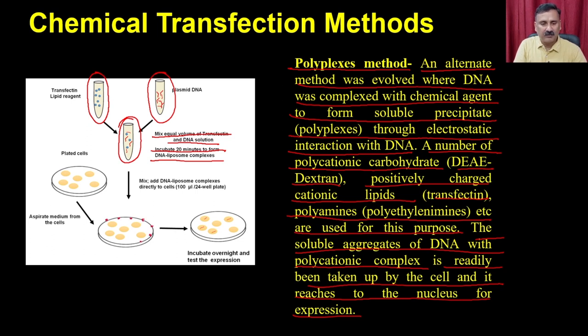When you add it dropwise, it is going to spread, and since it is a soluble aggregate, it's going to still form aggregates. These are going to be taken up by the cell, and that's how you are going to get the expression in these cells. So the DNA will enter inside the cell, and then go to the nucleus for the transfection as well as translation.